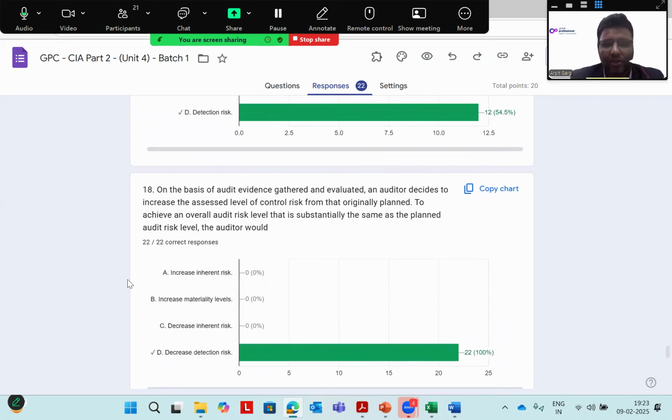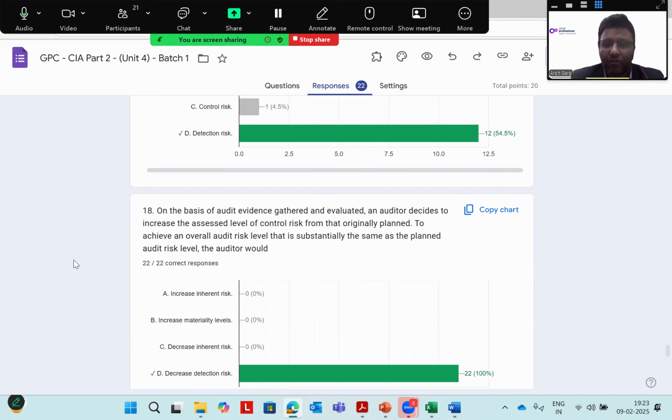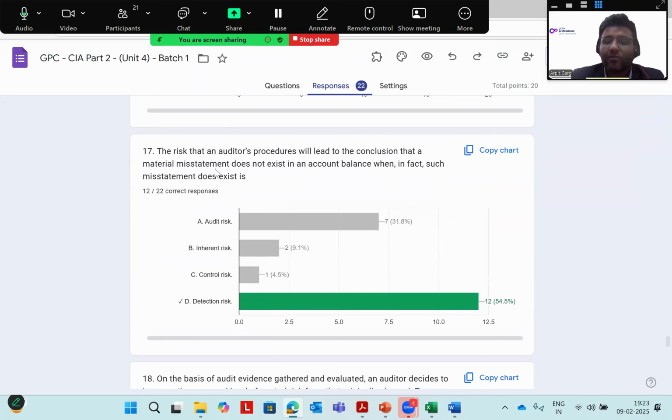I'll move on to question number 18. All of you have answered it here. It talks about the auditor deciding to increase the assessed level of control risk. Increasing the assessed level of control risk will lead to decreasing the detection risk. We have covered this in the class. All of you have answered this correct. People, now this is a very nice question.